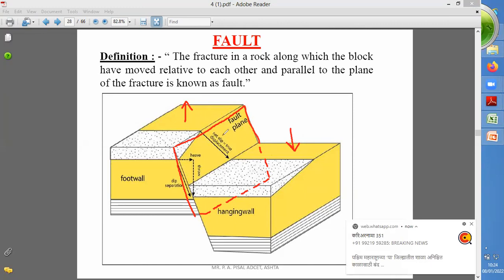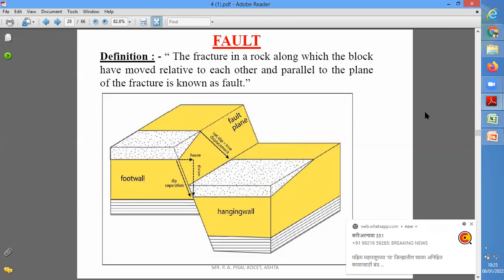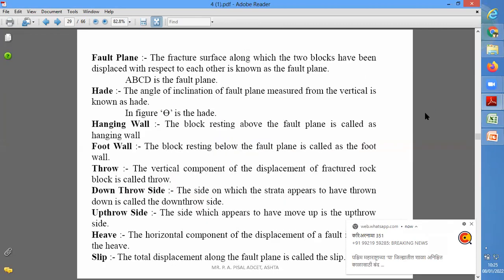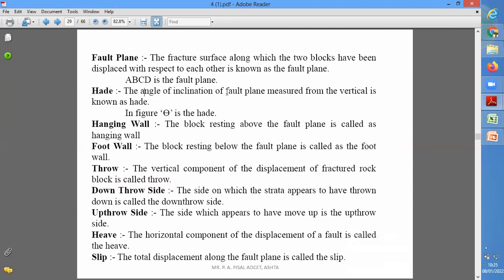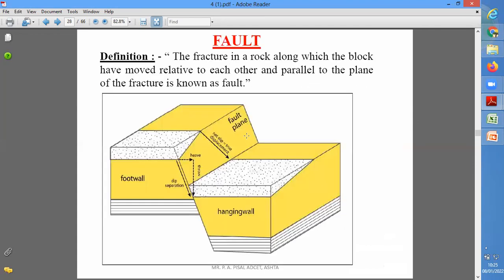Okay, so this side is considered as a fault plane along which we can see the movement between two different blocks. Okay, so this is the fault plane. Now another parts are there. Head. The next is the head. The angle of inclination of fault plane measured from the vertical is known as the head.